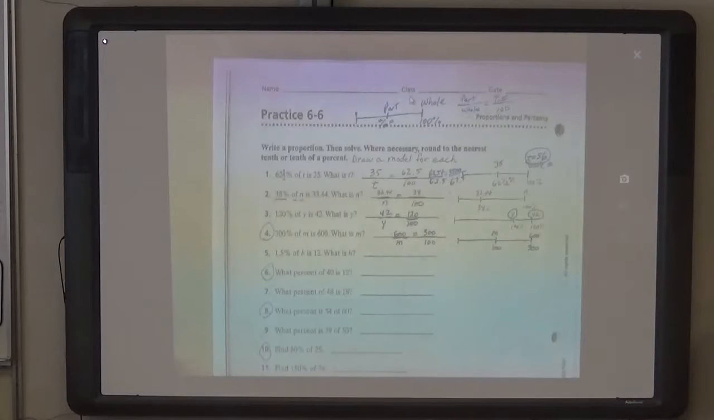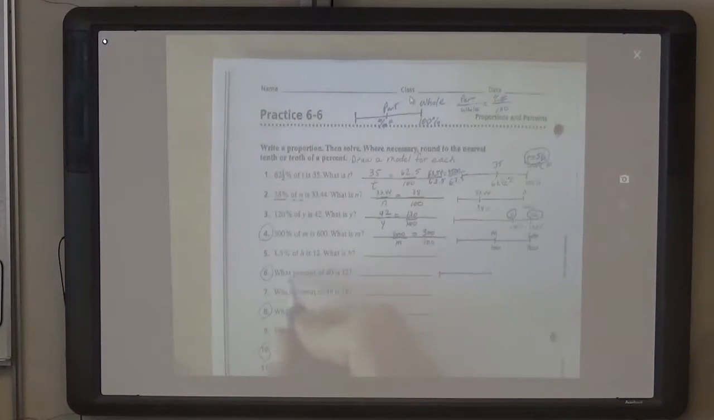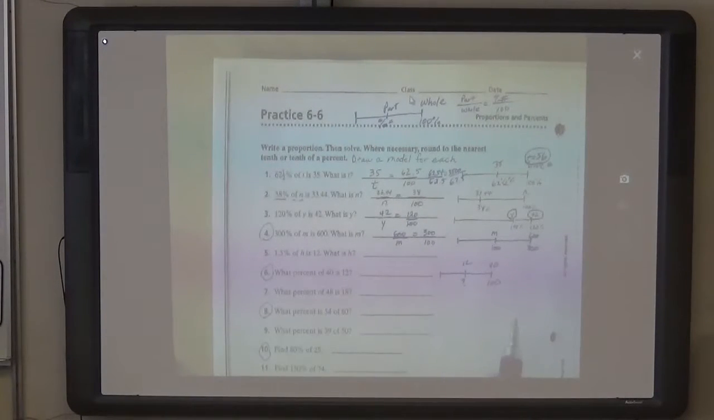Number 6. Now, the wording changes in number 6, because it says what percent. So now we're looking for the bottom number. What percent of 40 is 12? We're looking for the percent number. What percent of 40 is 12?